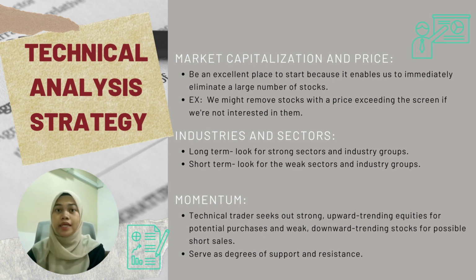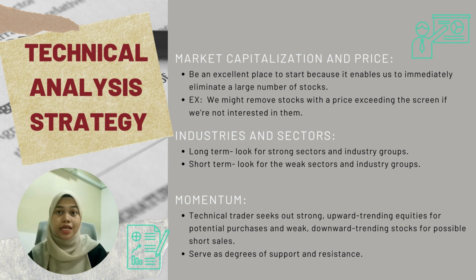First and foremost, market capitalization and price. This can be an excellent place to start because it lets us immediately eliminate many stocks. For instance, we might remove stocks with a price exceeding the screen if we are not interested in them. Secondly, industry and sectors. If you want to go long, which involves purchasing a stock with the expectation that its price will rise, look for strong sectors and industry groups. If you want to go short, which involves borrowing and selling a stock whose price we believe will decline.